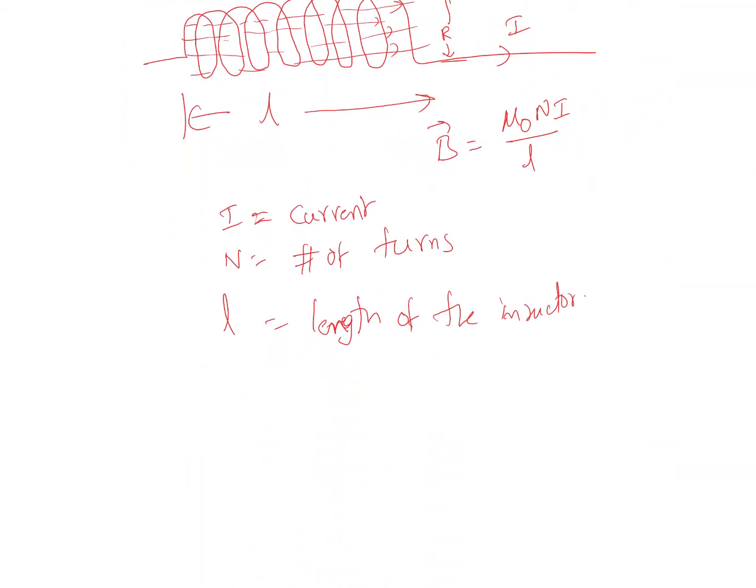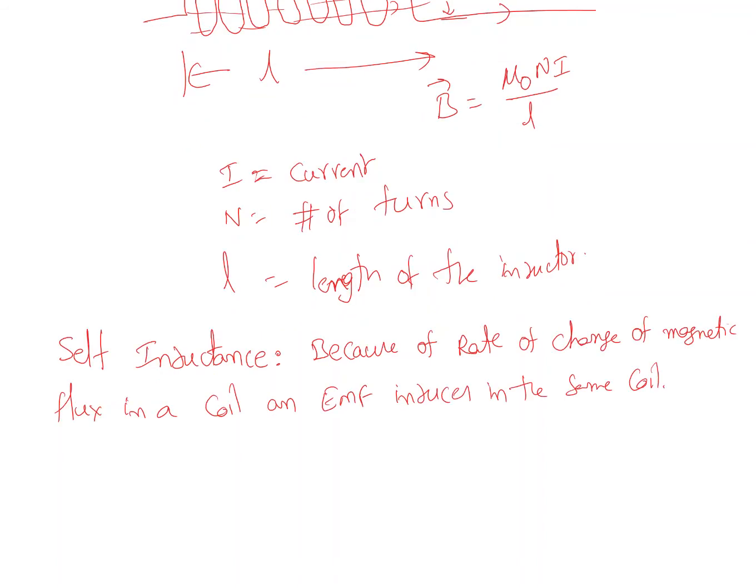Now I'm going to define another term called self-inductance. An inductor is a device; inductance is the property of the device. Self-inductance is nothing but this: because of a rate of change of magnetic flux in a coil, an EMF is induced in the same coil. That is self-inductance.